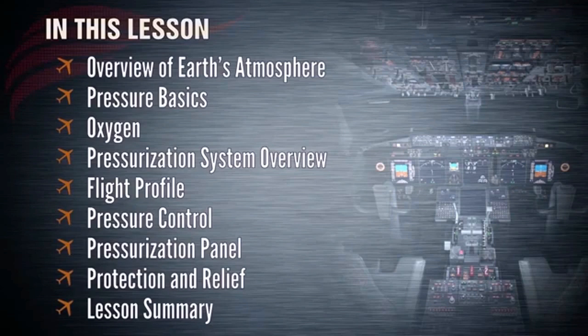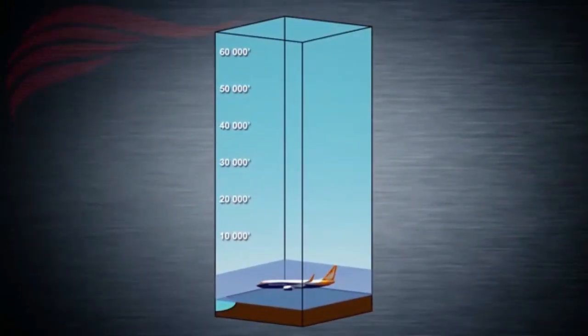Before we dig into the 737NG pressurization system, we need to become familiar with some pretty important concepts about air pressure and the atmosphere. The atmosphere is a layer of gases that surrounds the Earth. It's held in place by the Earth's gravitational force. There are several layers that make up the atmosphere, but for the purposes of this lesson, we'll focus on the two layers that are closest to the Earth, the troposphere and the stratosphere.